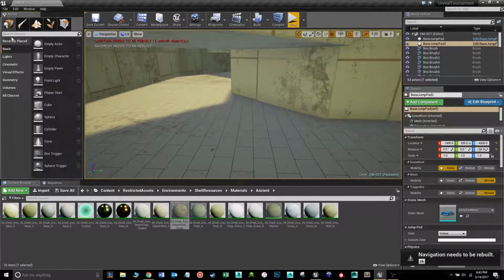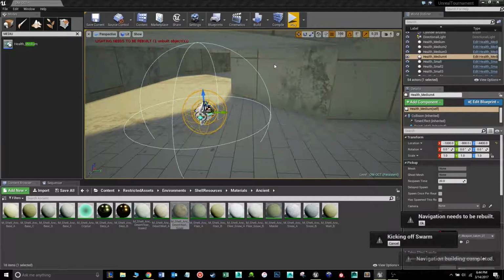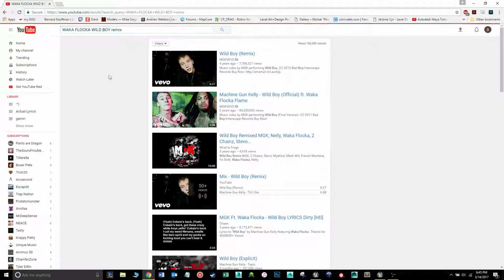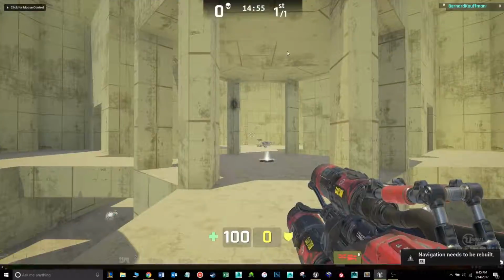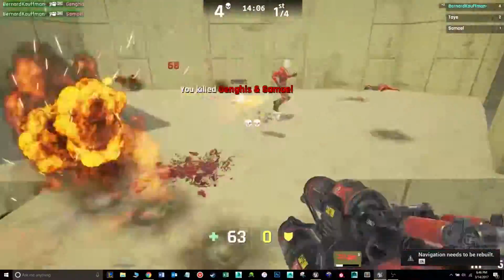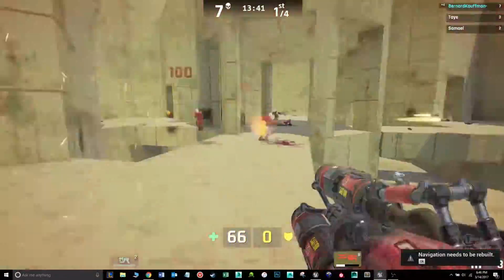But what I realized was that people were running on the water. I had accidentally put collision on the water, but I actually kind of liked the gameplay how it was set up that way. So what I did is I just applied the previous floor texture to the water, moved it down a little bit and put some health down there and some jump pads so people could get out.